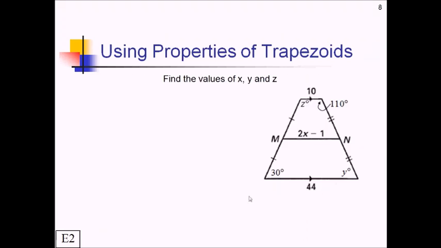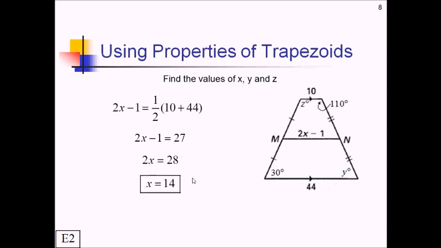Here's another trapezoid example. Pause the video and see how many of these missing letters, x, y, and z, you can find. All right, let's see how you did. We're going to start with x. Now, since x is part of the mid-segment, we're going to use a mid-segment setup. We can say that 2x minus 1 is equal to 1/2 of 10 plus 44, which is to say equal to, let's see, this is half of 54, so 27. Adding 1 and dividing by 2, we're going to end up with 14 for x.